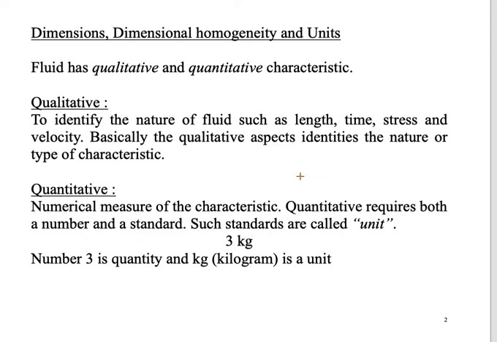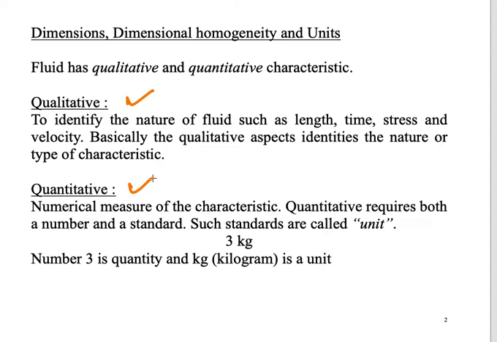In fluid, we have qualitative and quantitative characteristics. The qualitative characteristic identifies the nature of the fluid, such as length, time, stress, and velocity. Basically, the qualitative aspect identifies the nature or type of characteristic. The other one is the quantitative parameter, which is a numerical measure of the characteristic. Quantitative requires both a number and a standard, and the standards are called units.